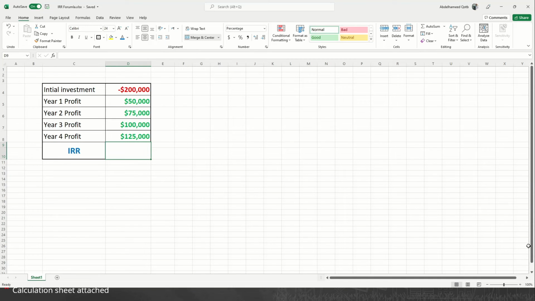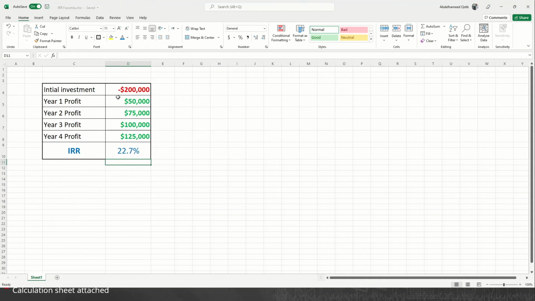So our initial investment here is the 200K, and I put it as a negative, and year 1 profit is 50, and then 25K growth each year, meaning the second year is going to be 75, the third year 100K, and year 4 is going to be 125. Actually, calculating IRR is pretty simple. It's a hard-coded formula that says IRR, and all you have to do is select all of the values. Please don't forget the sign, the negative is very important to add. Press enter.